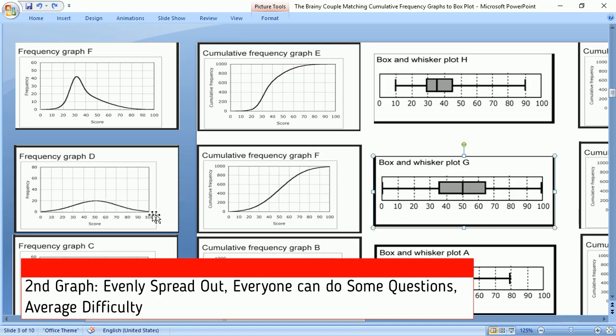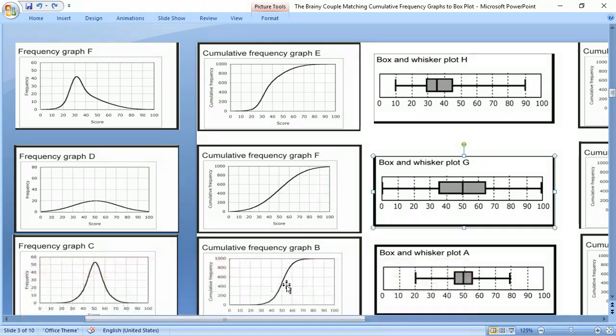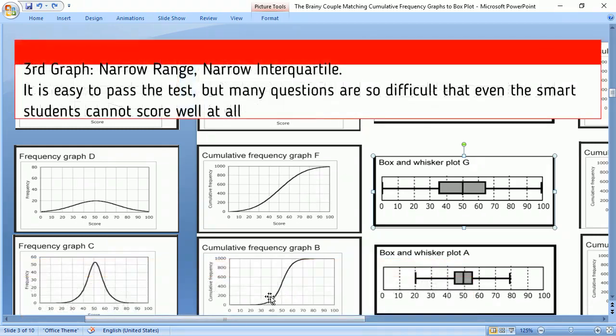Then for this graph, the results are quite evenly distributed. So I would say this is an average test. It's not that difficult, not that easy either. There's a whole wide range of results. And of course, what's the difference between the second and the third?